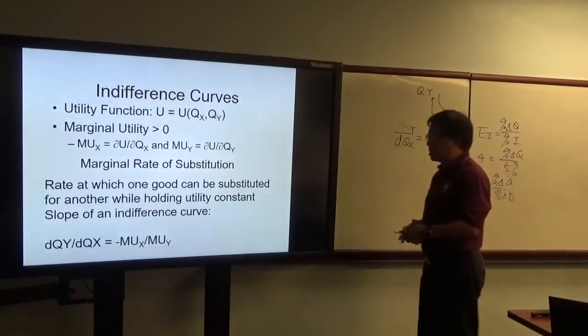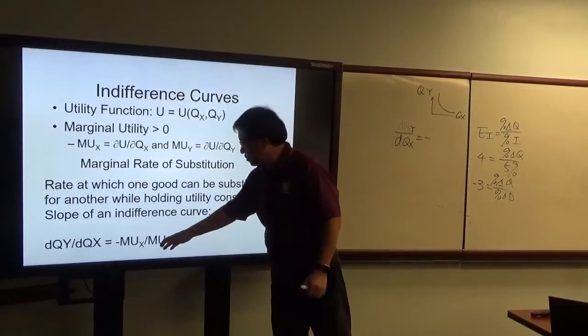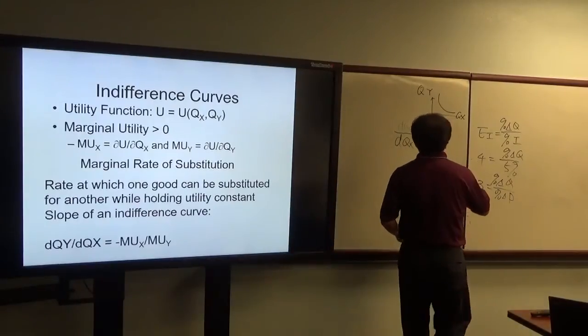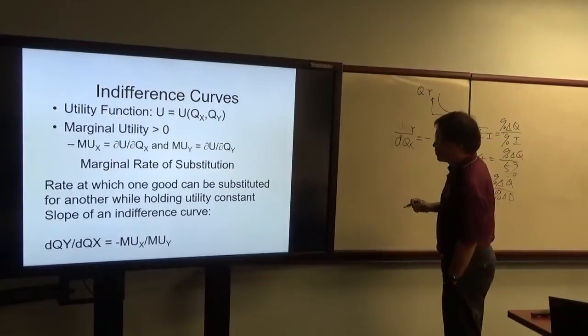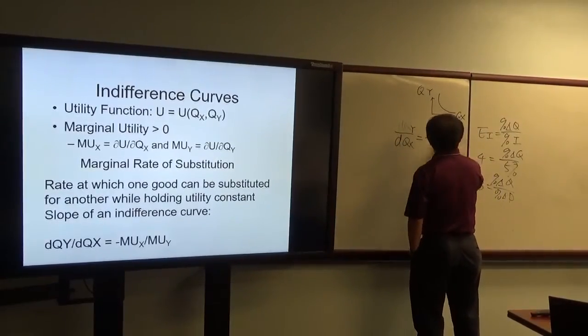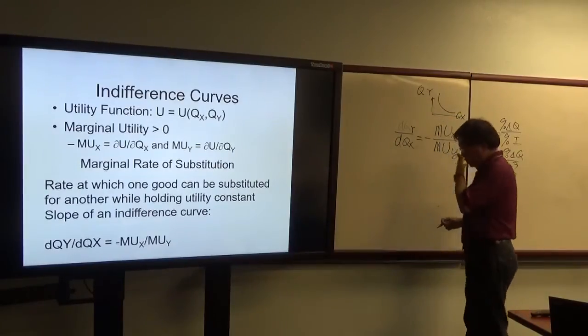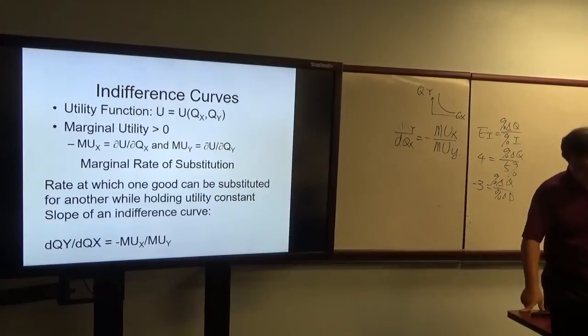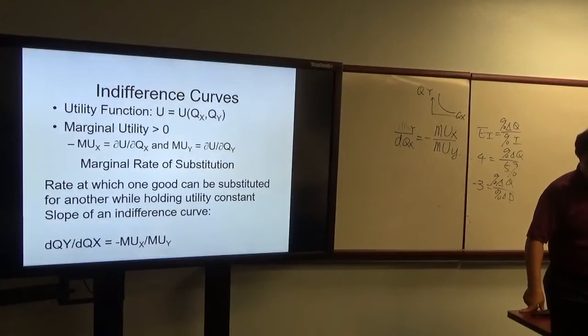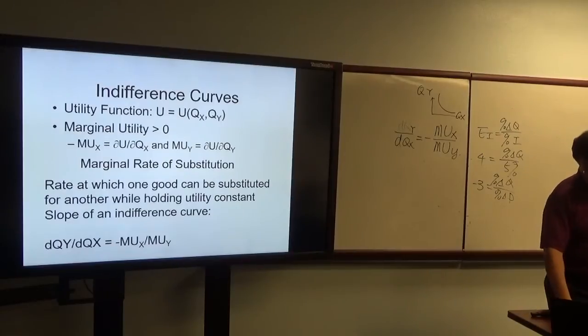And actually it's equal to minus the marginal utility of x divided by the marginal utility of y. I'm not going to go into the detail of how to derive this, because I think the result is more important than the process in this particular case.